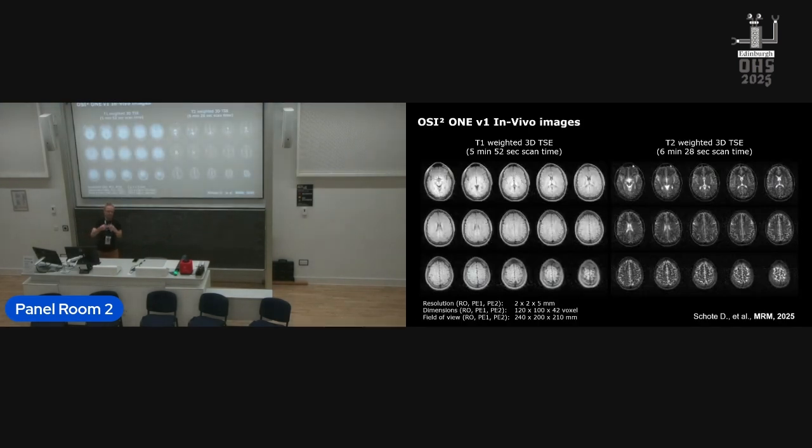Now, the next step is that when you have that, of course you can also do some in vivo images. So here are some first images. There's still no post-processing in there. This is an in vivo human head, with different slices. As you can see here, it's a 2 by 2 millimeter resolution and a scan duration of 6 minutes in this particular case.